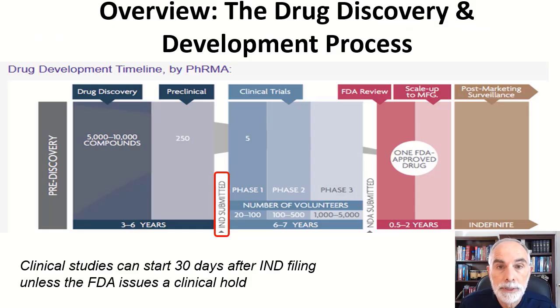So let's put the clinical studies in context in terms of the overall development timeline for a new drug. Once a candidate is chosen for development, an IND is submitted to the FDA, and unless the FDA issues a clinical hold, 30 days after the IND is submitted, the clinical studies can begin. The clinical studies are done in 3 phases. Traditionally, phase 1, phase 2, phase 3. And we're going to talk about each one of those phases individually now.